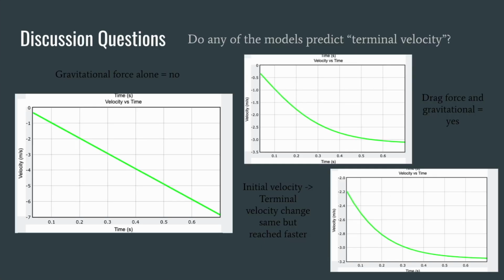Going into the discussion questions, the main one is, do any of the models predict terminal velocity? Looking at these 3 graphs, this one is the gravitational force alone, this one is the drag force and gravitational force with no initial velocity, and this final one is with an initial velocity, which was one of the discussion questions. The gravitational force alone does not have terminal velocity, because it will continue accelerating forever since nothing is stopping it. But these 2, because they have drag force going the other way, will eventually even it out so that they reach a constant velocity.